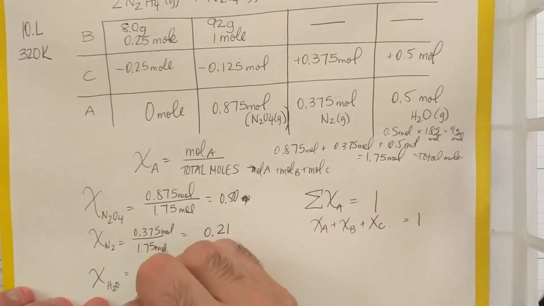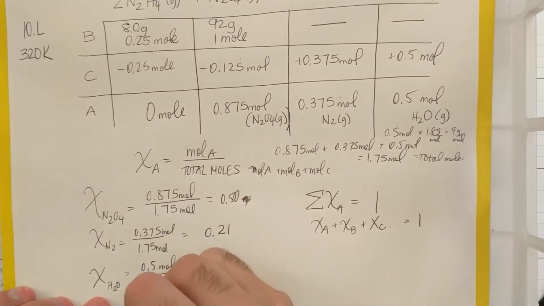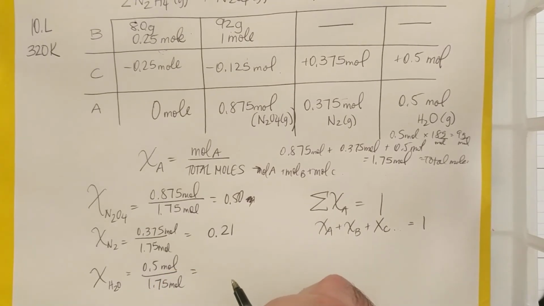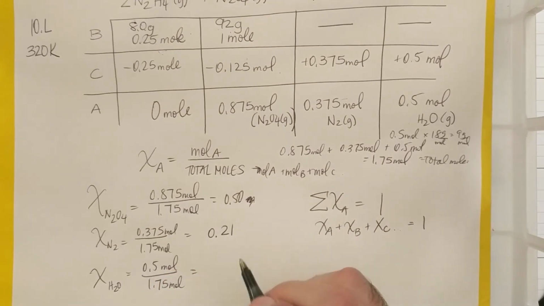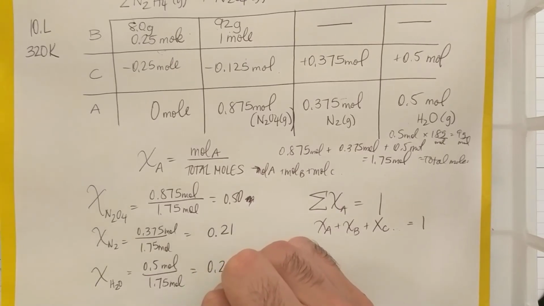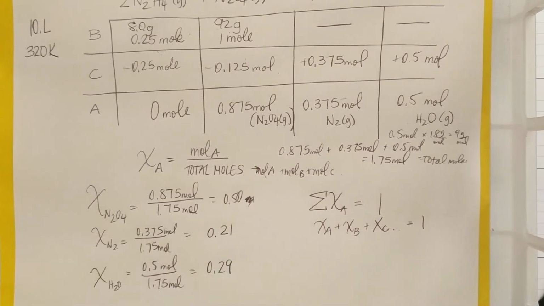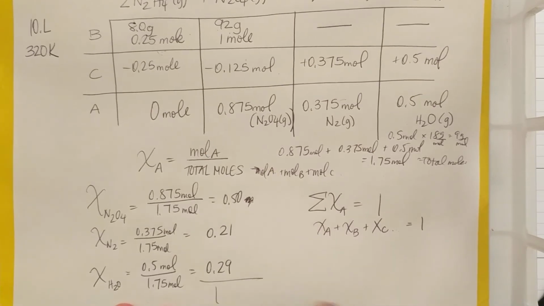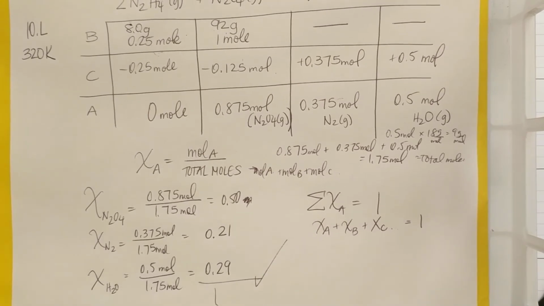So I'll do my 0.5 moles over 1.75 moles. So 0.5 divided by 1.75, and I get 0.29. And look at that: 0.5 plus 0.21 plus 0.29 all equal 1. So now I have all of my mole fractions.